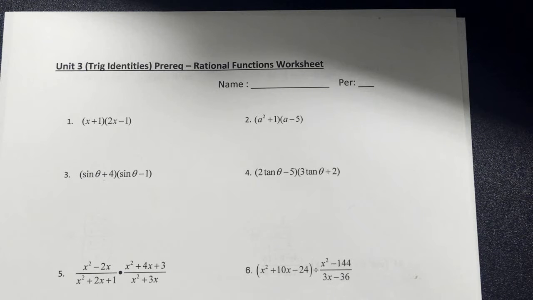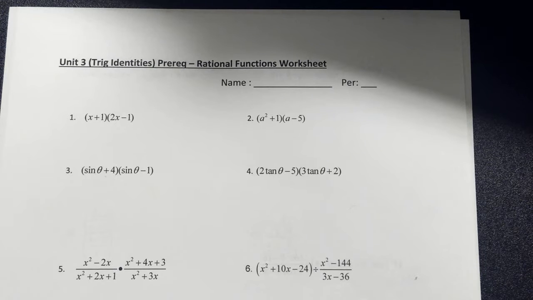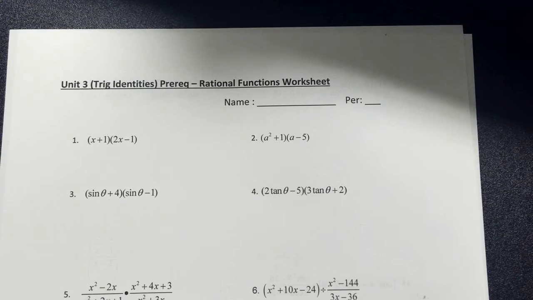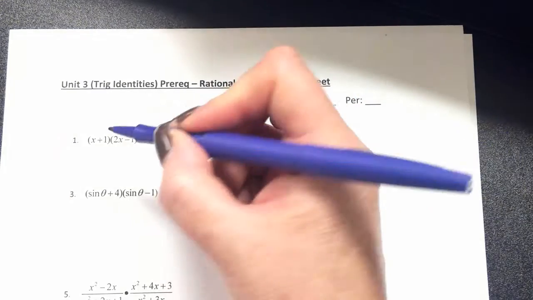So what we're going to be doing today is reviewing some functions with trig in them, including our rational functions. So let's take a look at the first four. This is just FOILing or distributing.